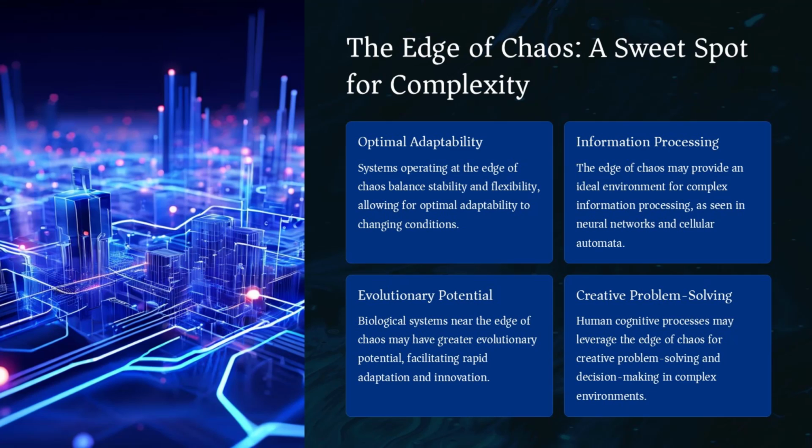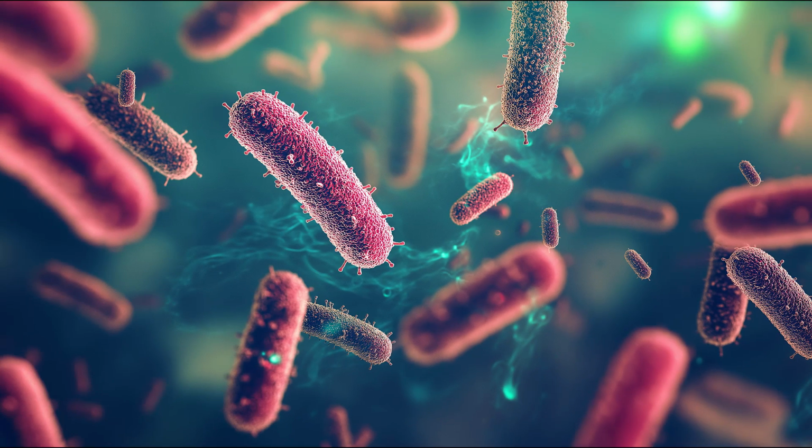The edge of chaos represents a balance between stability and flexibility, allowing systems to adapt optimally to changing conditions. Biological systems near the edge of chaos demonstrate greater evolutionary potential, while human cognition may leverage this zone for creative problem solving. Neural networks and cellular automata also show enhanced information processing at the edge of chaos.